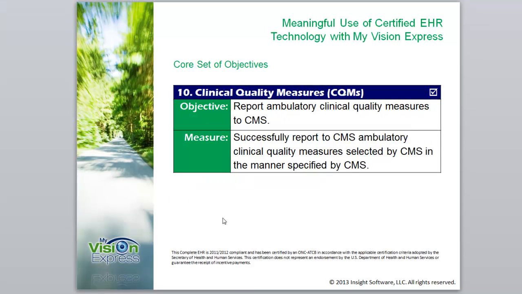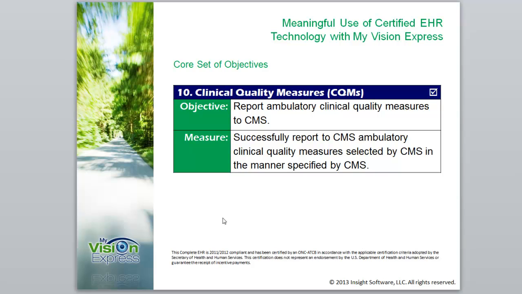Now, number 10 is clinical quality measures. The objective is to report ambulatory clinical quality measures to CMS. The measurement is to successfully report to CMS ambulatory clinical quality measures selected by CMS in the manner specified by CMS. Now, they did take this objective away. I haven't had the chance to see exactly how it looks when you attest. So I do apologize. The moment I have more information, I'll be more than happy to share it with you all.